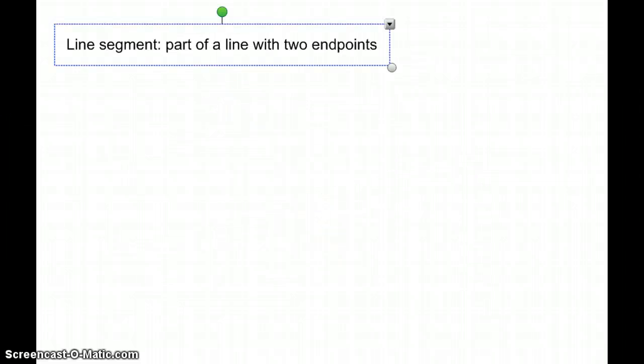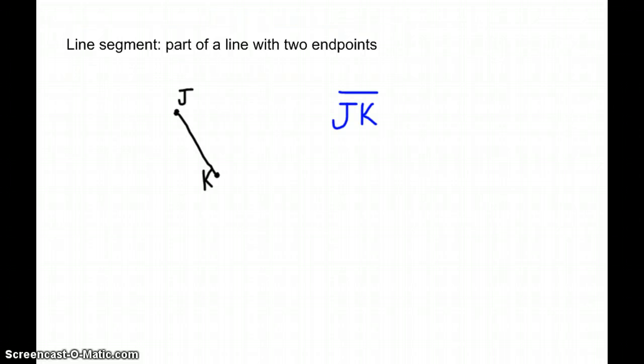Parts of a line also have special names. A line segment, or just segment, is part of a line with two endpoints. This looks just like a line except it is missing the arrows on the ends. We name a segment using the two endpoints with the segment symbol above them. This would be segment JK. On your notes, draw and name your own segment.